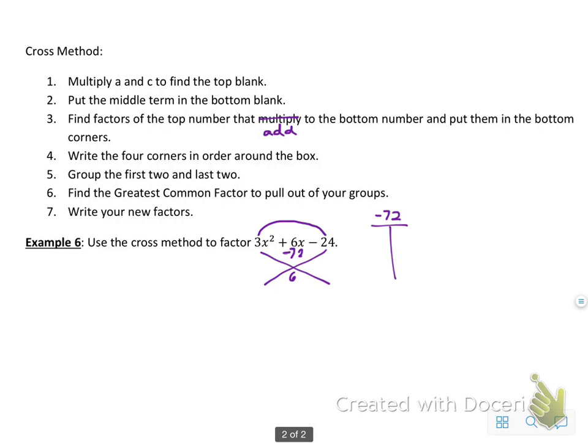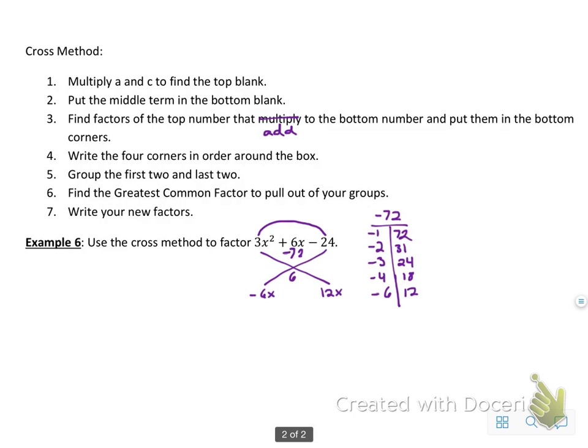Well, this is going to be a list, right? We have negative 1 and 72. That does not add to 6. Negative 2 and 36. Also does not add to 6. Negative 3 and 24. And I have done this prior to now, so that's how I'm going quickly. But you would just go down the line until you reach the one that adds to 6. And 12 minus 6 is 6. So we're going to put a negative 6x first, and then a 12x at these corners.